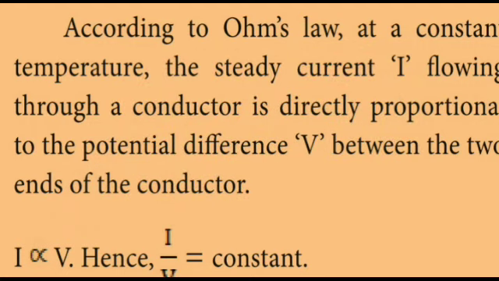And then next, come to the book definition. See this, according to Ohm's law, at a constant temperature, the steady current flowing through the conductor is directly proportional to the potential difference between the ends of the conductor. That's why I is directly proportional to V. Then I divided by V is equal to a constant. That constant is nothing but R. Okay students, so please underline this statement and the formula.